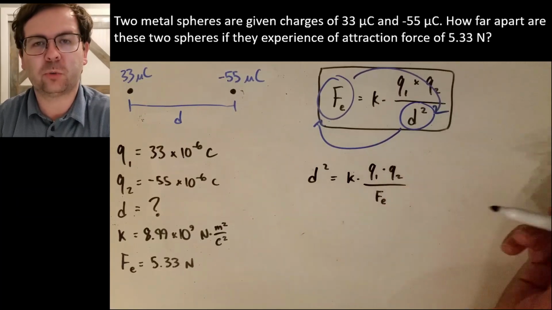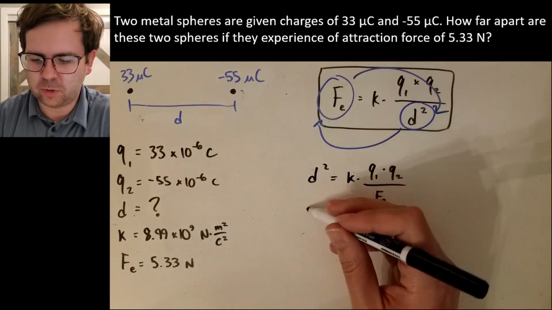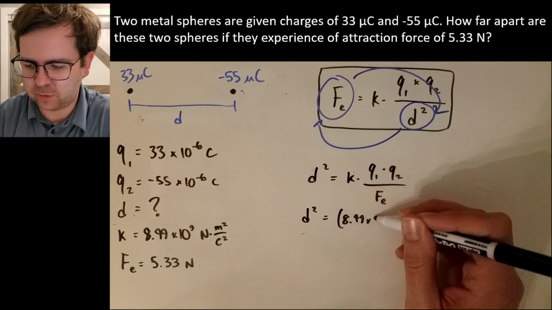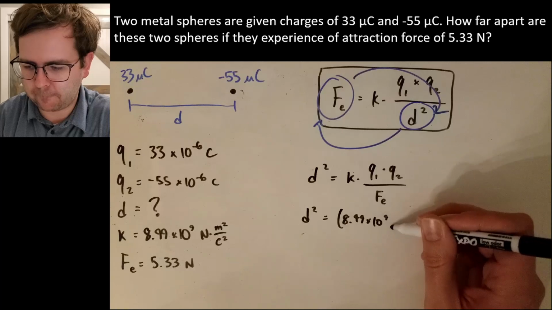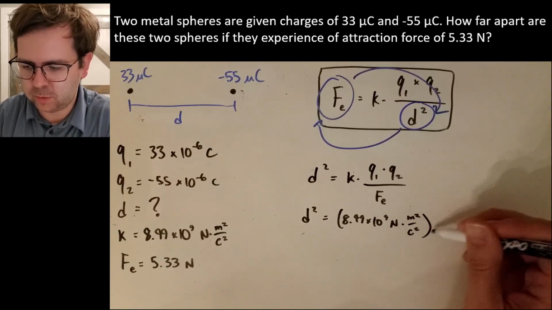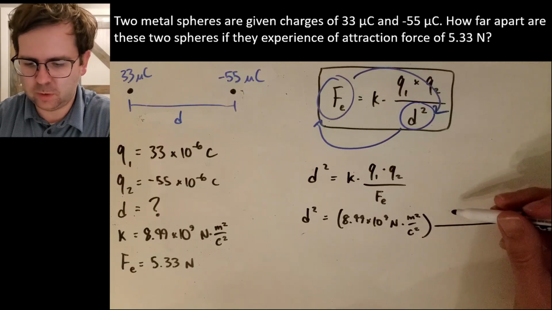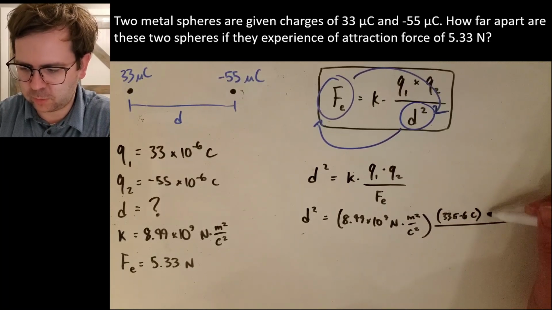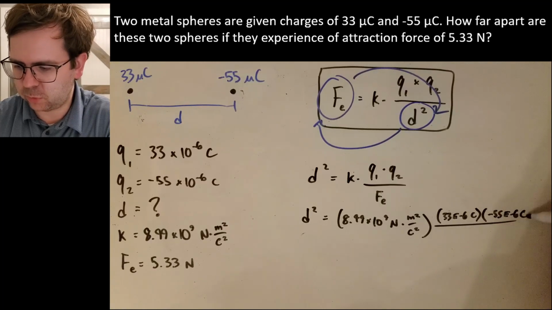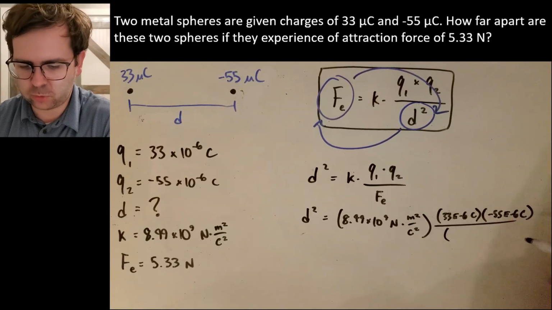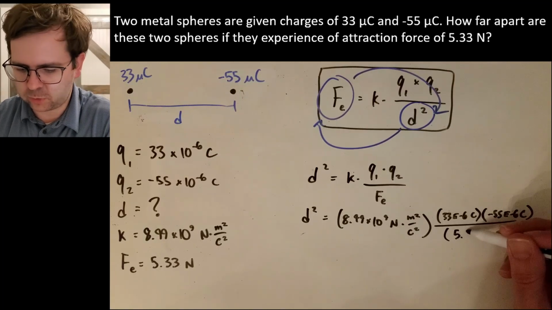Now I can solve for my distance. So I'm going to substitute in my values here. 8.99 times 10 to the 9 newtons times meter squared over coulomb squared. And then I have my fraction here. I've got 33 times 10 to the negative 6 coulombs, and I've got negative 55 times 10 to the negative 6 coulombs.